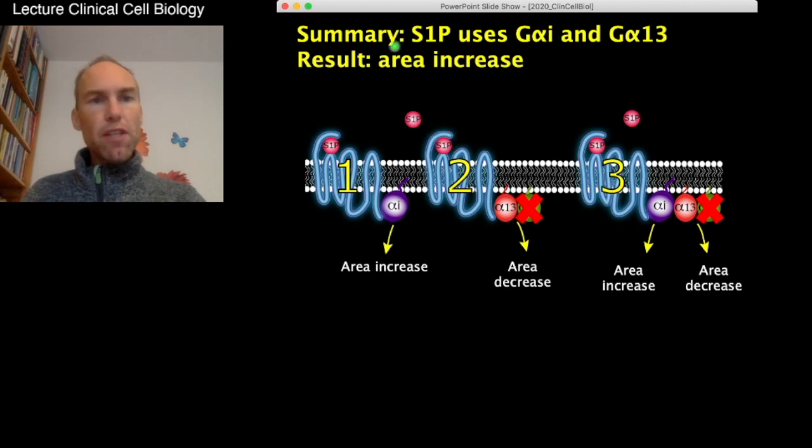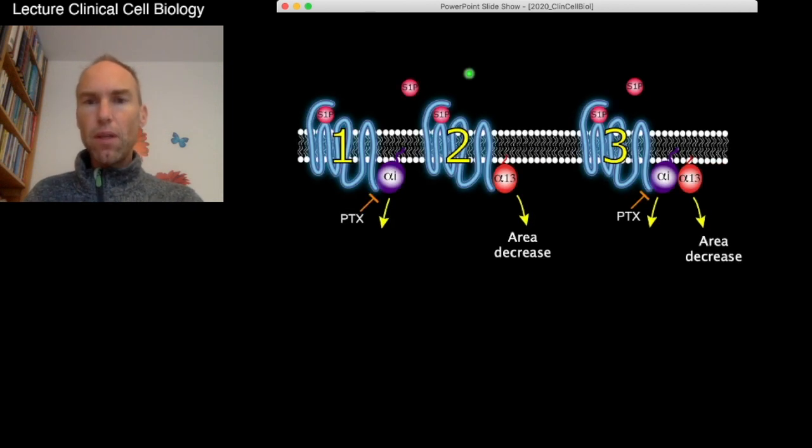So to summarize this part of the talk, sphingosine 1-phosphate activates both G-alpha I and G-alpha 13, and the net result of these activities is actually an increase in barrier strength and an increase in the area of the cell. Now, what is going on would be the next question. So we know from previous work that this alpha 13 activity, that is for instance triggered by thrombin, is mainly associated with an area decrease.